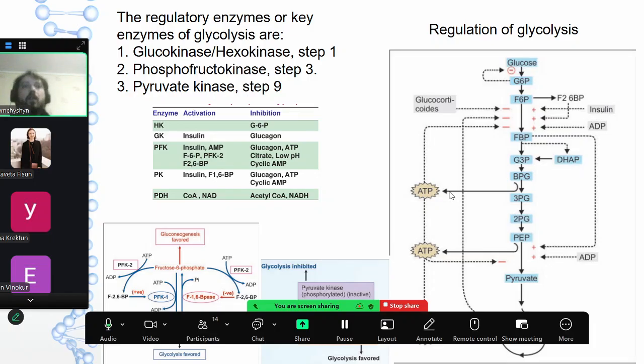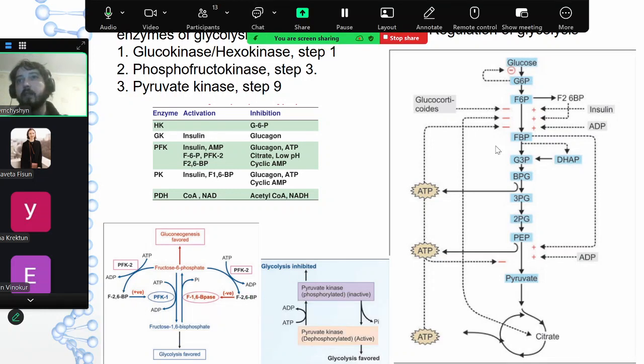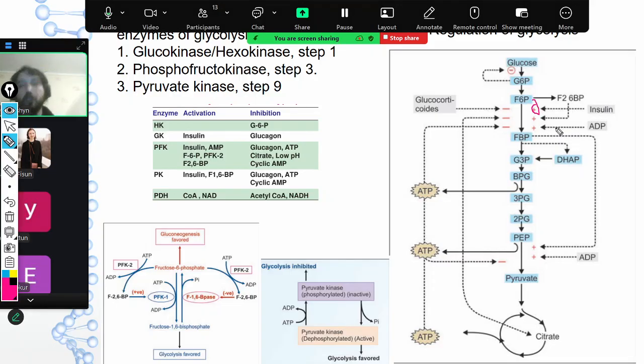Regulation. I told you that glycolysis is a highly regulated pathway. So regulatory enzymes or key enzymes of glycolysis are glucokinase, step 1, phosphofructokinase, step 3, and pyruvate kinase, step 9. So here is basically the pathway and how it is regulated. Where you see plus means upregulation, so the enzyme starts working harder. Where you see minus is basically some sort of downregulation, so it's an inhibition of the enzyme.